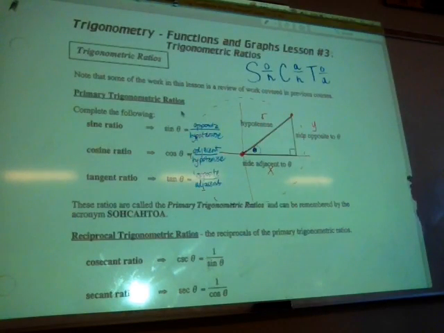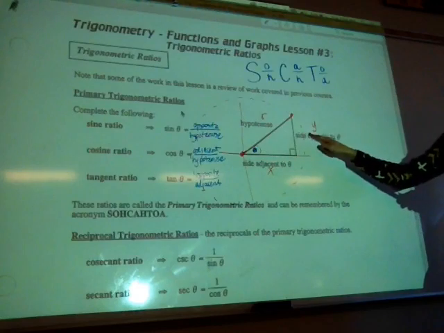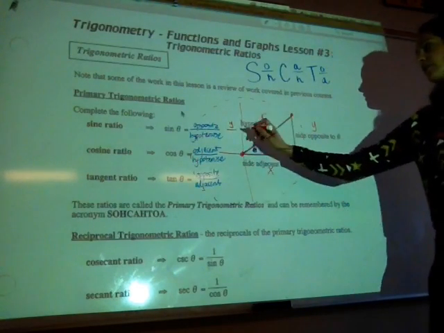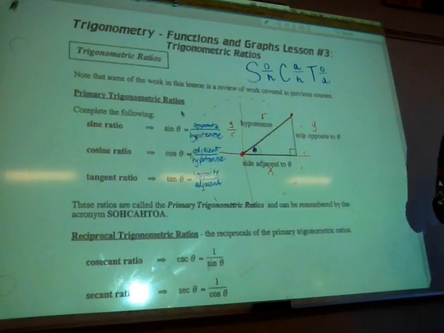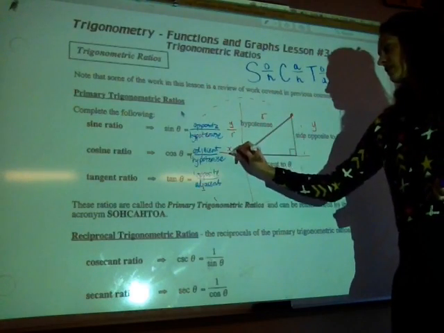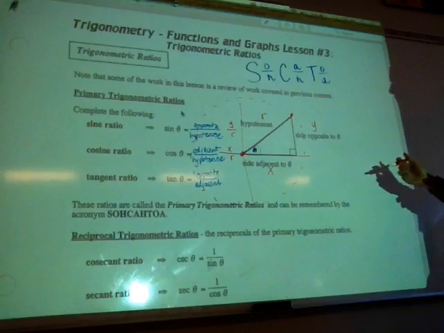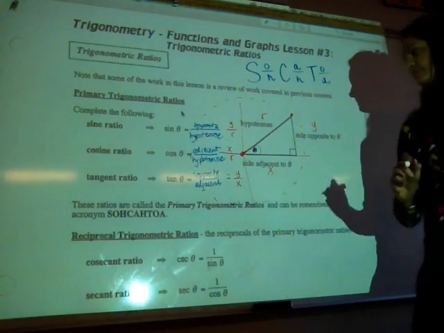So if I'm applying these lengths to sine, we have opposite over hypotenuse. Your opposite would be a y, and your hypotenuse would be an r, so we have y over r. Your cosine is adjacent over hypotenuse, so we'd have x over r. And your tangent is opposite over adjacent, so that is y over x.